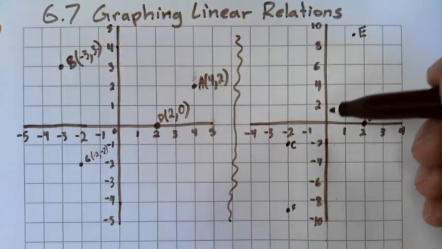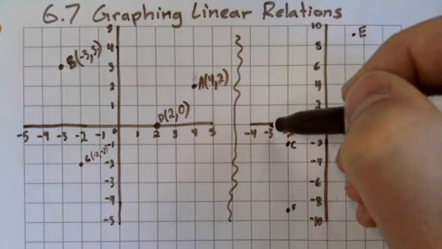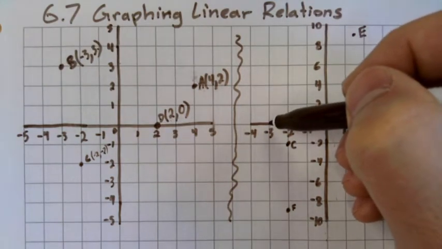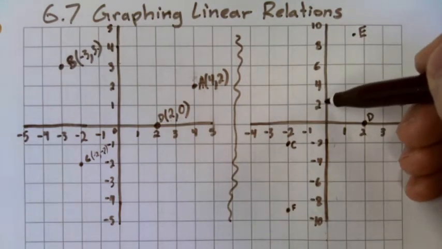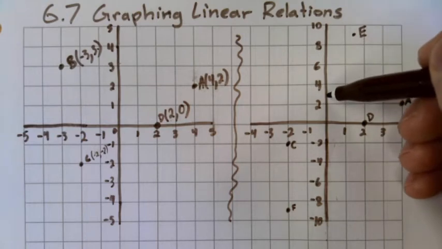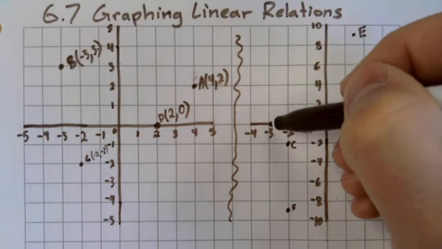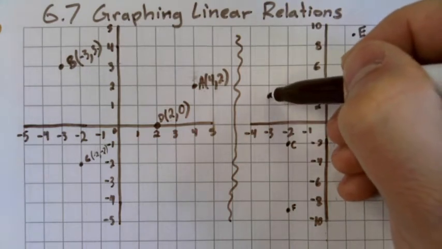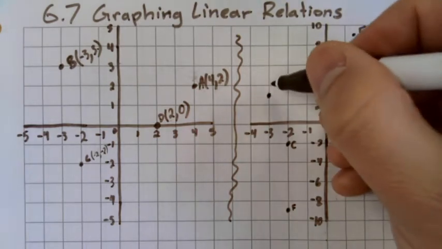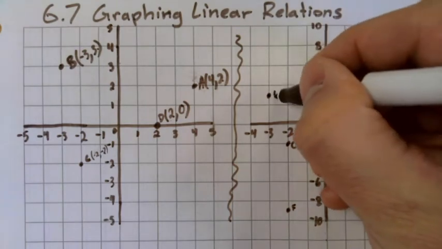And B, well, we move over -3, but where do we go for 3? We don't have a 3 on the scale. Well, 2 and 4, what's halfway between 2 and 4? It's 3. So we go to -3 and then up to this point that's exactly between 4 and 2, which would be B.